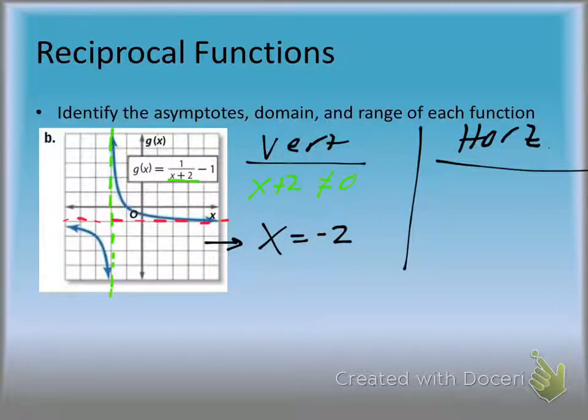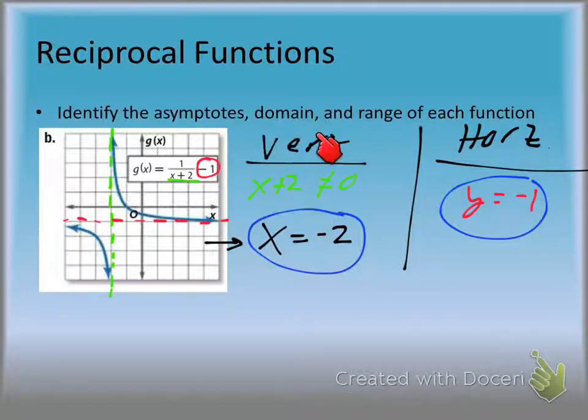So it's this line right here that is your horizontal, which is the line y. That was a terrible y. Let's try that again. y equals -1. And that comes from this part of the graph right there. Okay, so your vertical asymptote is x equals -2. Horizontal asymptote is y equals -1. So that's the identifying the asymptotes part. These two lines right here. I'll circle those in blue.